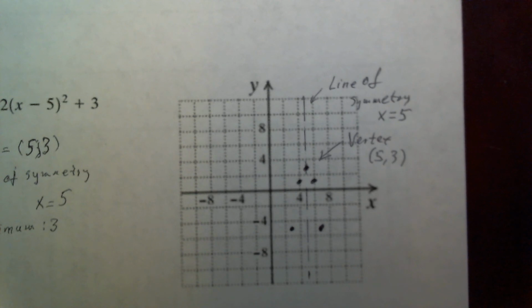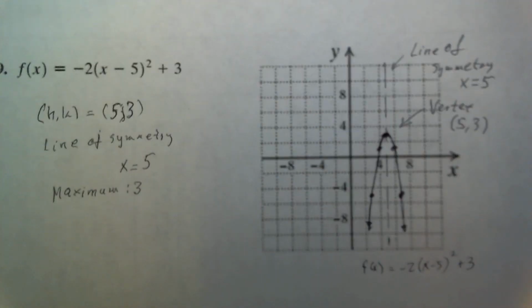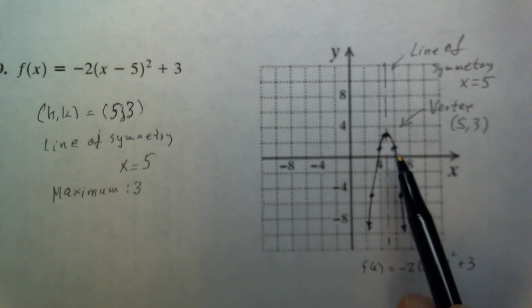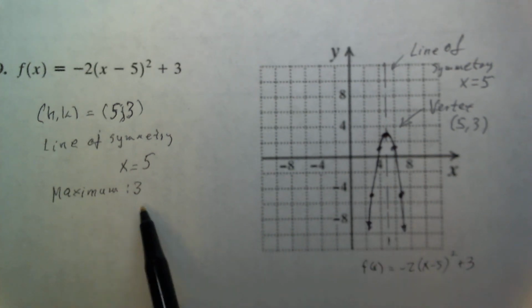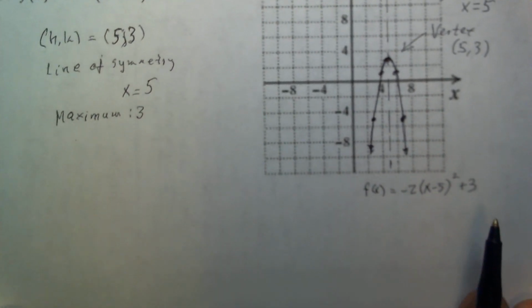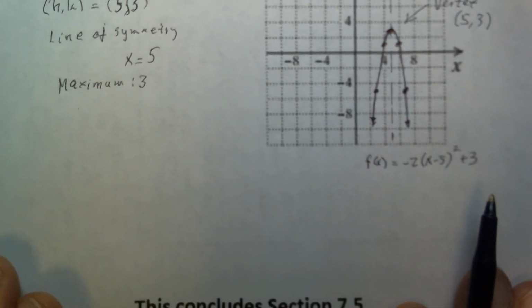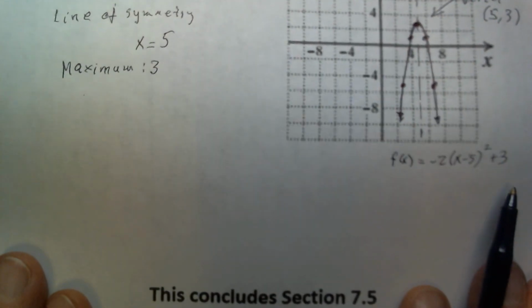Here are the plotted points, the ordered pairs, which we'll now connect with a smooth line to graph the function f of x. Here's a completed exercise with a graph of the function, the vertex, the line of symmetry, and the maximum value of 3. And this concludes section 7.5.